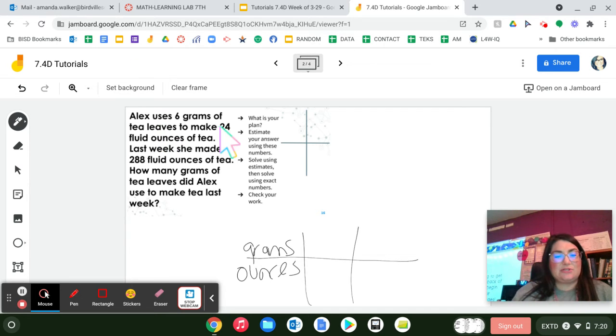So we have a few numbers. Let's figure out what we need to do with these numbers. We have 6 grams of tea makes 24 ounces. 288 ounces makes how many grams? Okay, so you can see that the order on those are switched.